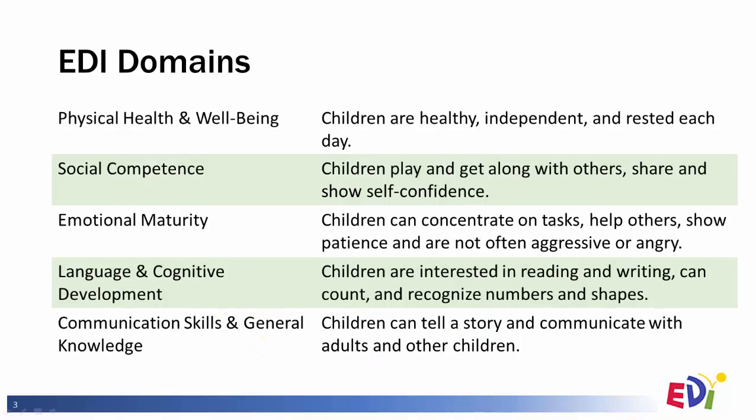The EDI measures children's developmental health at school entry by asking questions about 5 different areas of early development listed here: physical health and well-being, social competence, emotional maturity, language and cognitive development, and communication skills and general knowledge.